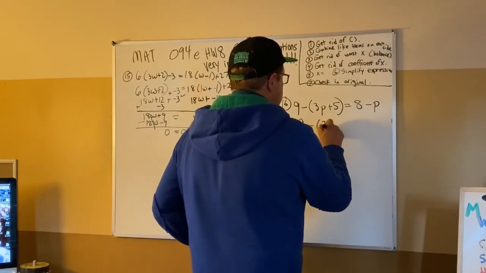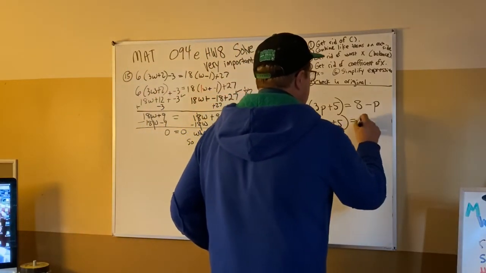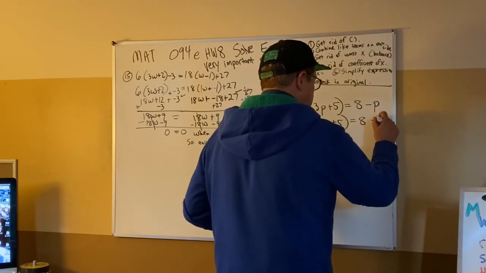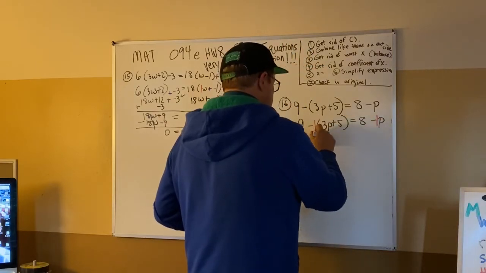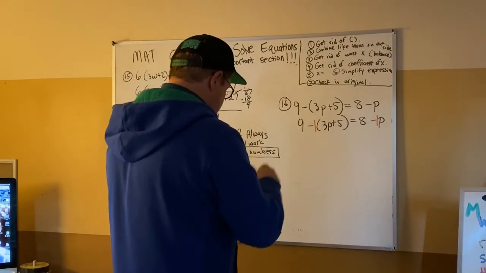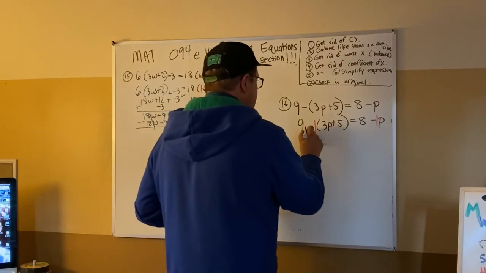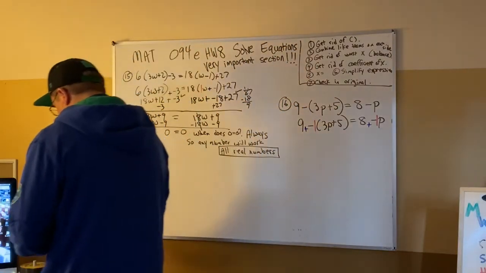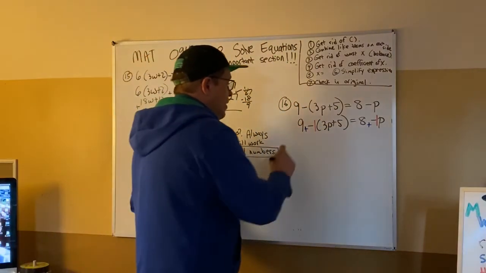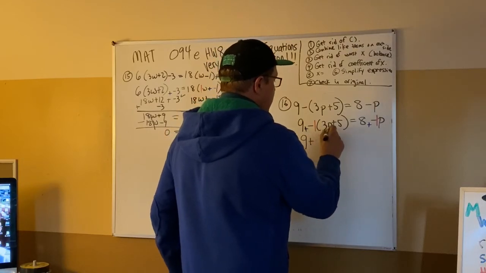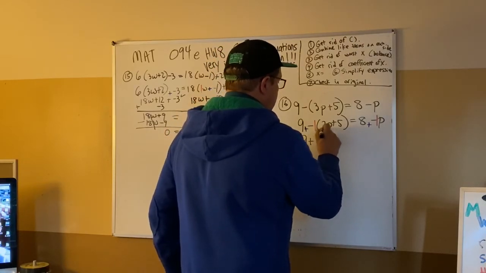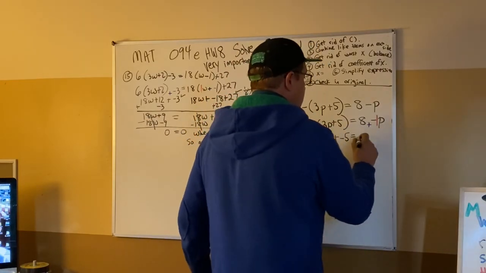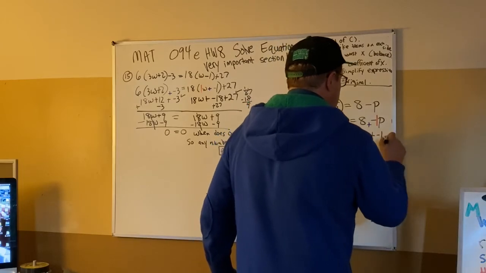9 dash parentheses 3p plus 5, close, equals 8 dash p. In front of the p, between the dash and the p, I'm putting a 1. In front of those parentheses, I'm putting a 1 between the dash and the parentheses. 9 plus -1 instead of minus. 8 plus -1 instead of minus. Okay, we're pretty ready to go here. 9 plus -1 times 3, -3 with a p, plus -1 times 5, -5 equals 8 is unchanged, plus -1p is there.